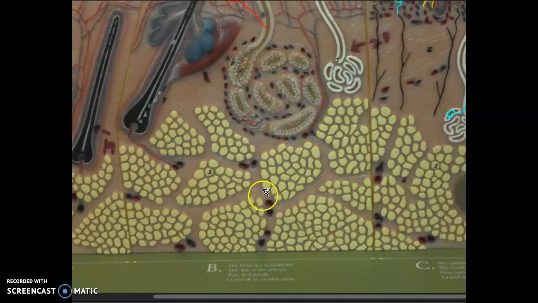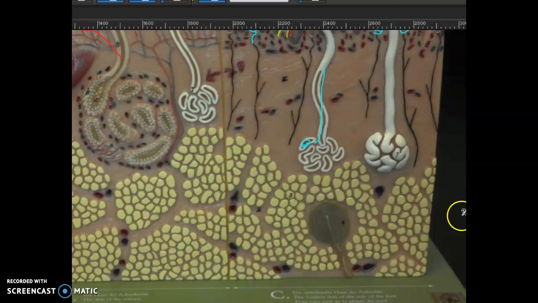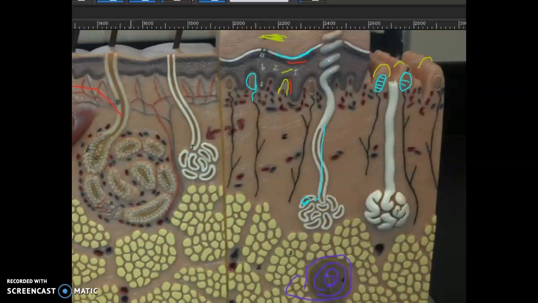So there's one more structure I want to talk about. It's this thing. This is a Pacinian corpuscle. It's coiled. It looks like an onion. And it's usually found deep in the hypodermis. And it's detecting a crude touch, where these Meissner's corpuscles are detecting a light touch.